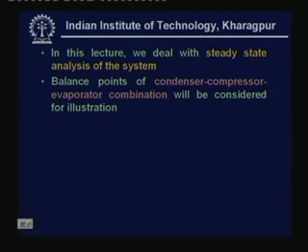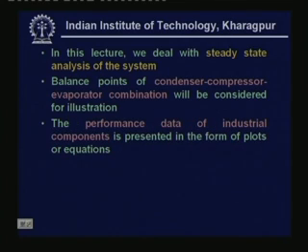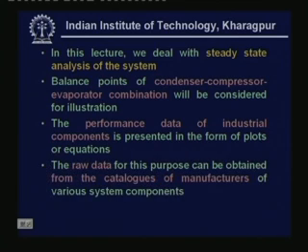So balance points of condenser, compressor, evaporator combination will be considered for illustration. So I take a simple example, as I mentioned in the introduction. I will show the concept by using a very simple example. The performance data of industrial components is presented in the form of plots or equations. The raw data for this purpose can be obtained from the catalogs of manufacturers of various system components.